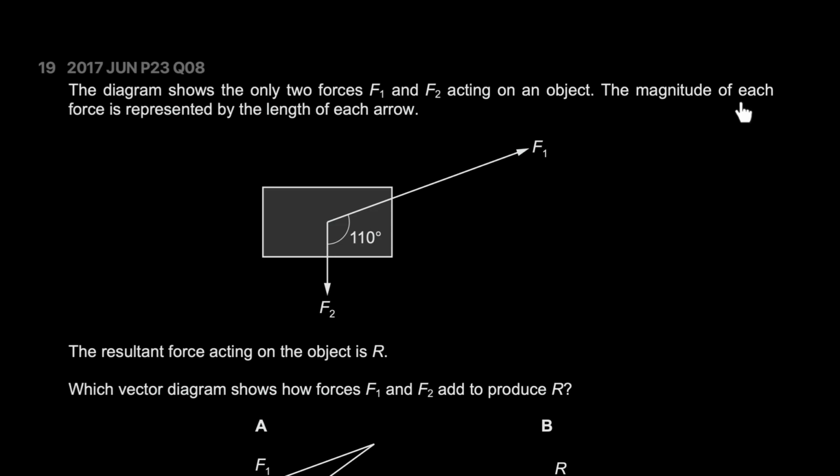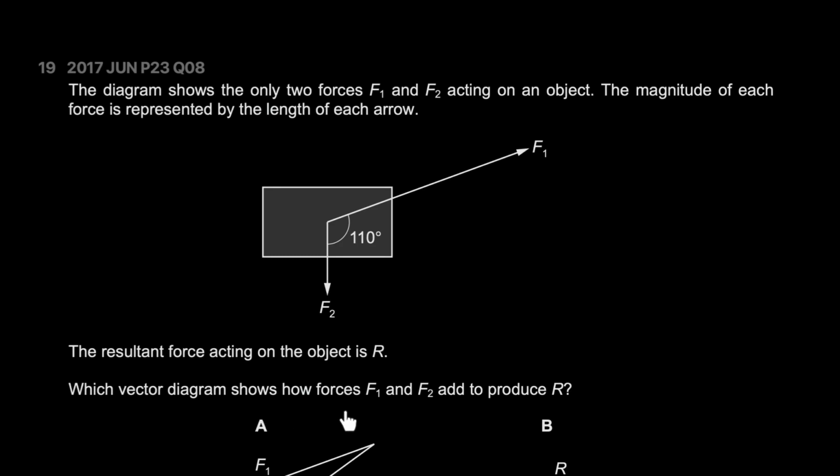Diagram shows the only two forces F1 and F2 acting on the object. The magnitude of each force represents the length. So the length is matching. The resultant force acting on the object is R. There is some resultant force acting on it, and it's probably going to look like somewhere like that. This is pretty long, so maybe it's a little more like that, right?